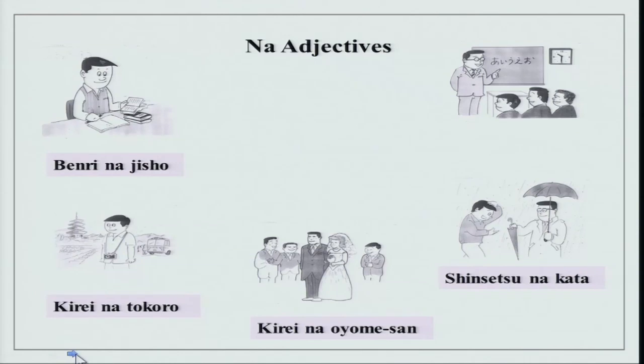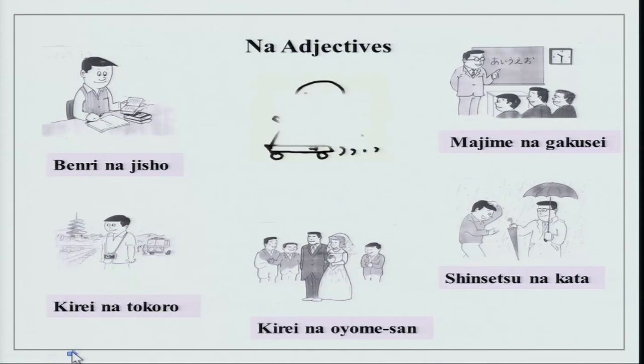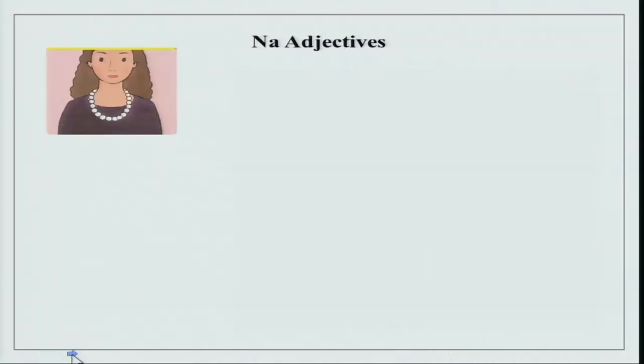Then, what do we have here? It's a classroom, kyoshitsu. And majime na gakusei desu. Majime is, they are all very hard working students. Majime na gakusei desu. And then this last one over here is genki na kodomo desu. Well, we have some more na adjectives for you.